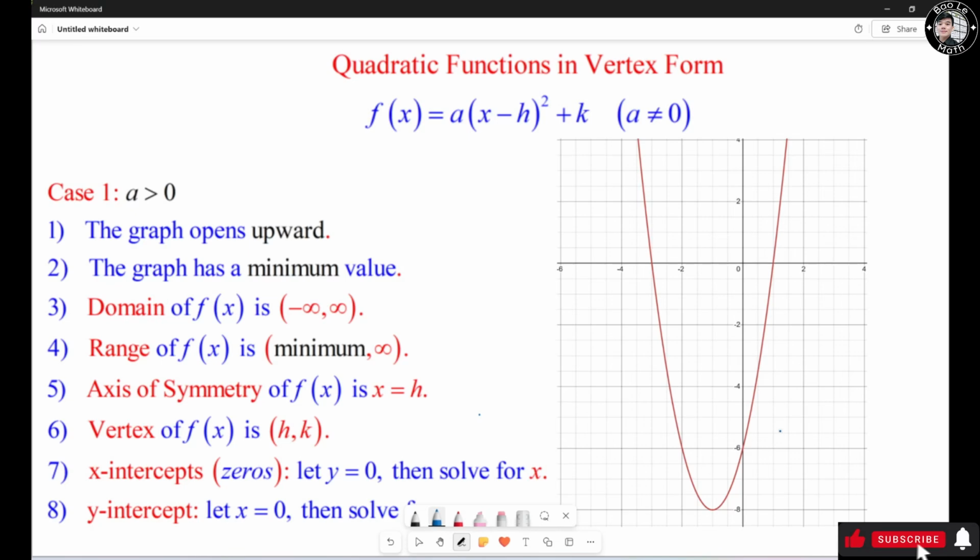Hello everyone, in this video we're going to explore the quadratic functions in vertex form. Alright, so the quadratic function in vertex form is given by the formula f of x equals a times (x minus h) squared plus k.